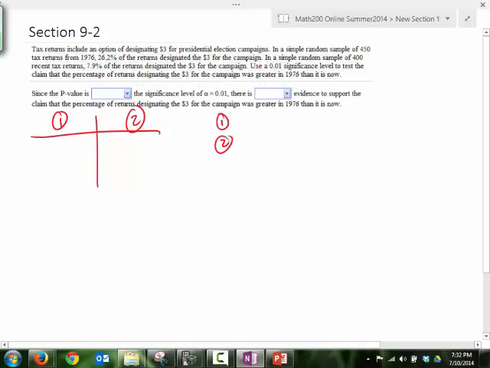And then here is the statement of the hypothesis test. Use a 0.01 significance level to test the claim that the percentage of returns designated $3 for campaign was greater in 1976 than it is now. So now being the recent. So we can identify which one should go which. Let's call the first one the tax returns from 1976, since that was the first set of values that was given. And then tax returns more recently.